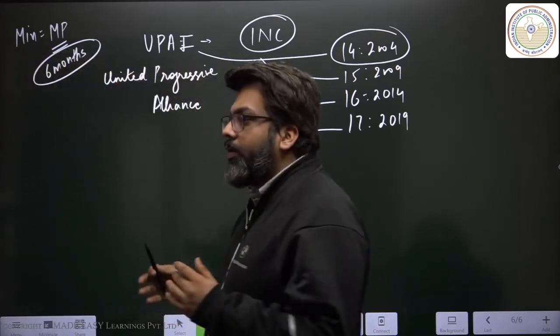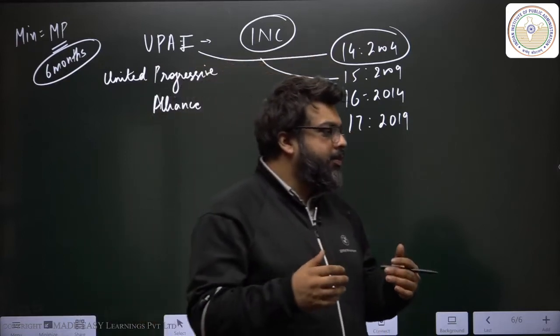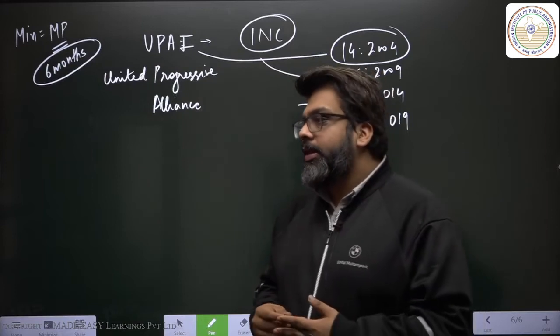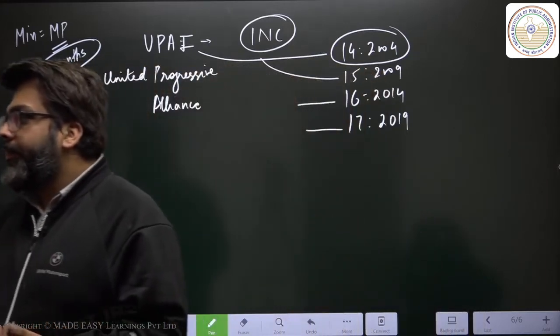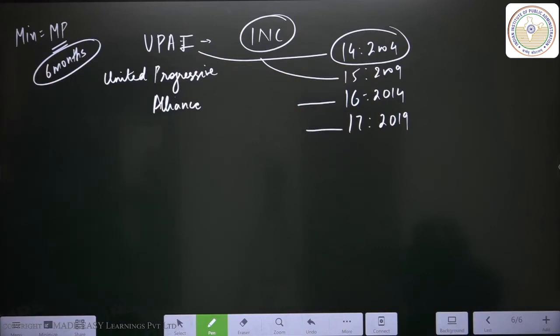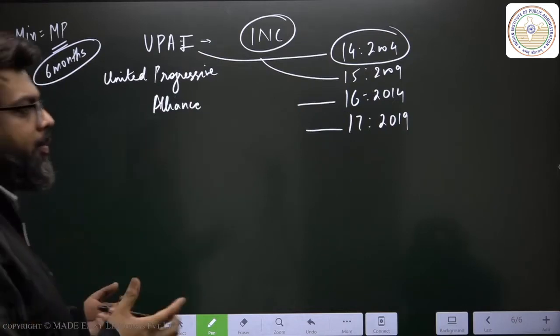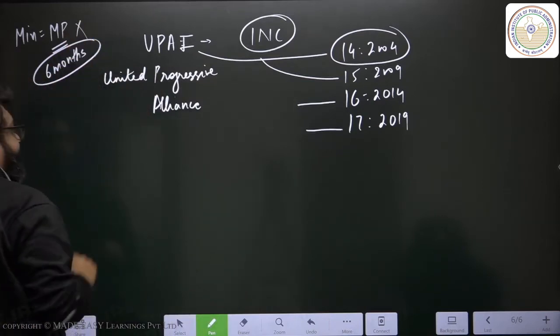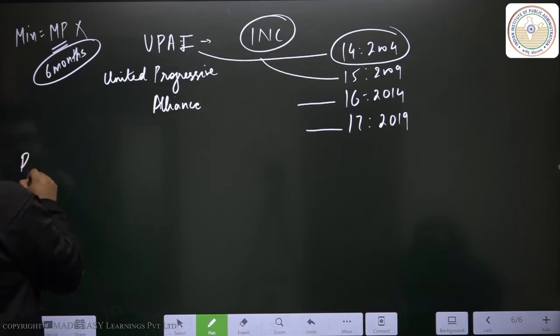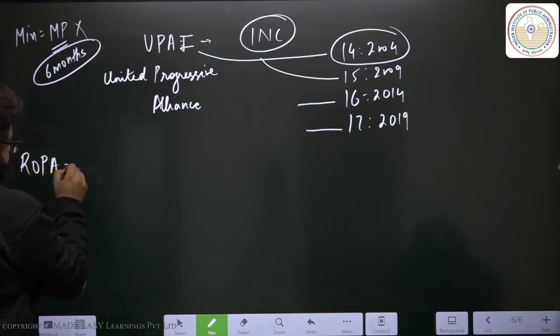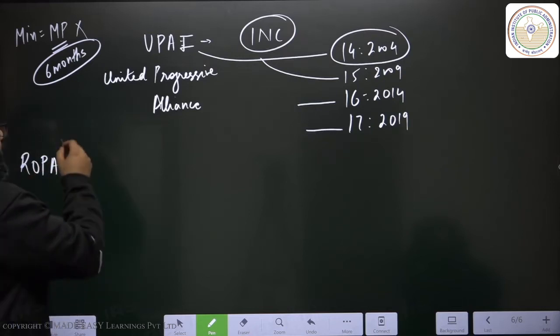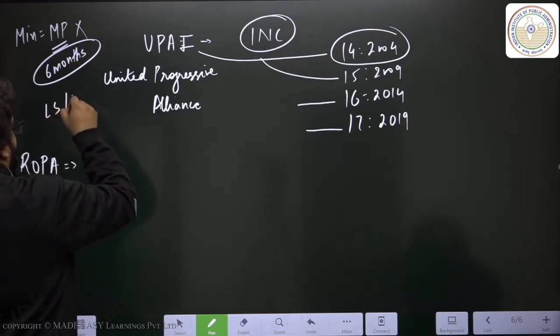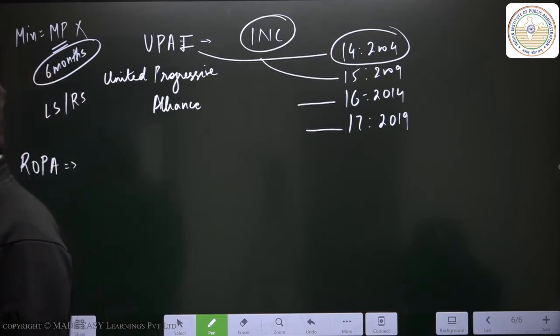See, when Manmohan Singh came to power, when the United Progressive Alliance won the election, they wanted to make Manmohan Singh the Prime Minister. But Manmohan Singh was not an MP. And at that time, there was a provision in the Representation of People's Act which said that you can be an MP from anywhere, Lok Sabha and Rajya Sabha.